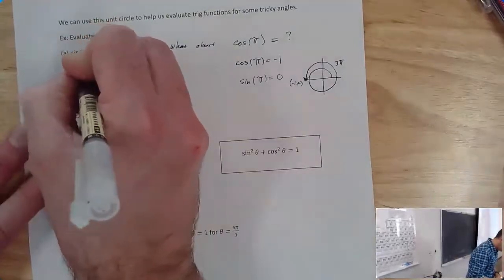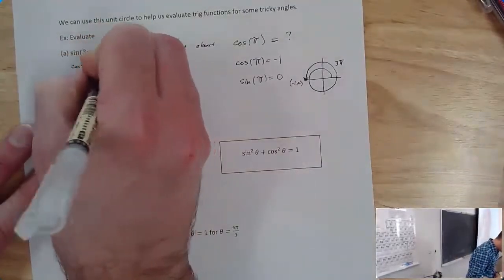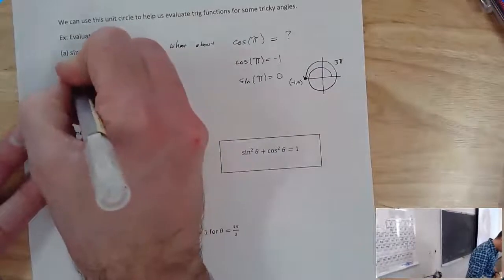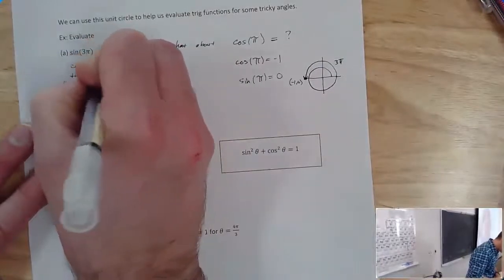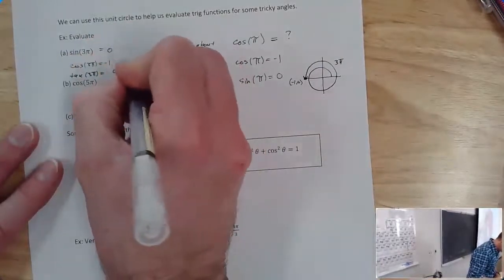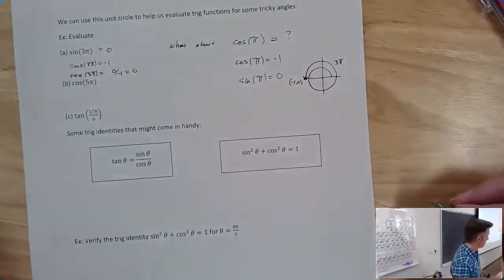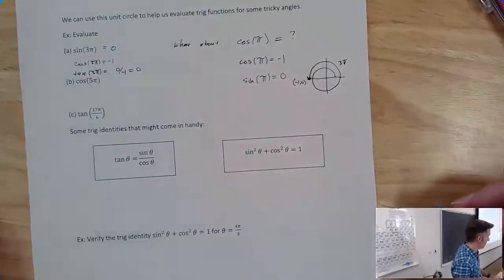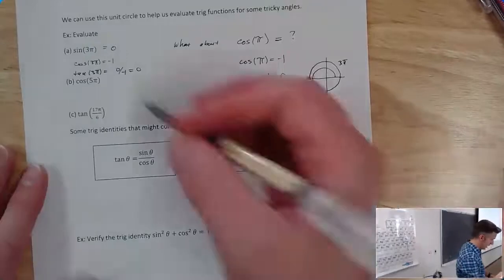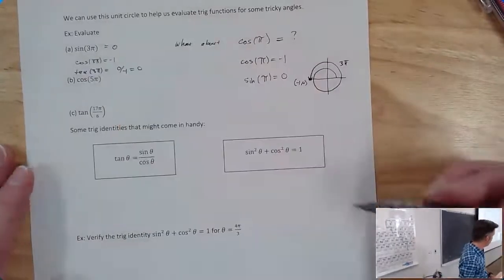And we can find cosine of 3 pi equal to -1. And we can find tangent of 3 pi equal to 0 divided by -1, which is 0, because tangent is just the y coordinate divided by the x coordinate. And sine is the y coordinate, cosine is the x coordinate.